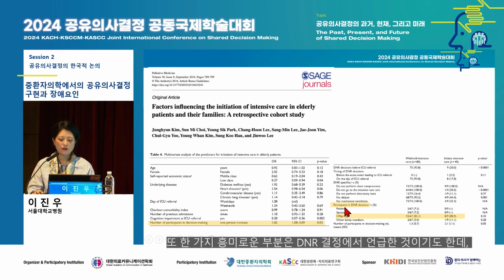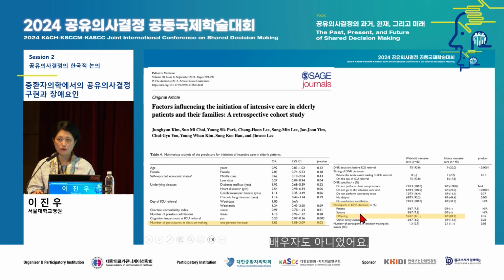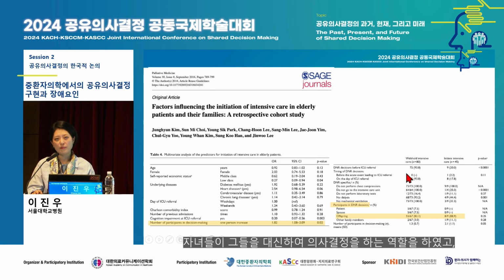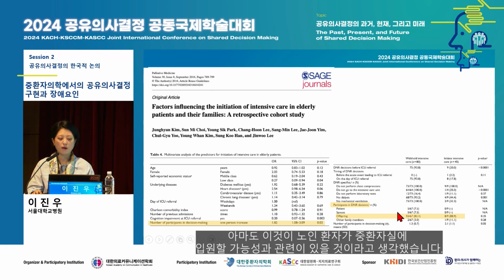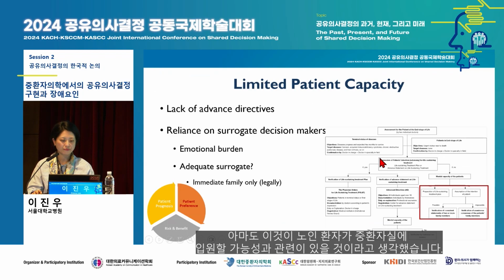Another interesting part was who was the dominant role in the SDM. We saw that the most dominant role was the offspring. It wasn't the patient, it wasn't the spouse, it was usually their offspring. Of course, they're all over 80 years old, so they were very frail, very old, but still the most dominant role was by their offspring, which we thought was probably associated with why they were more likely to be admitted to the ICU.